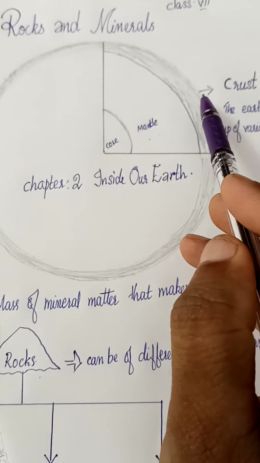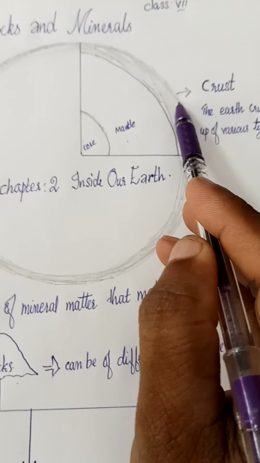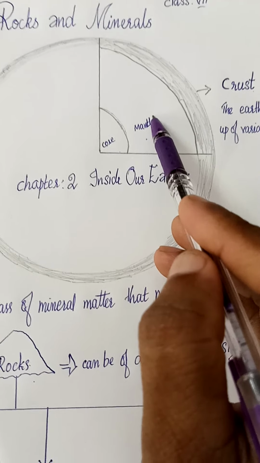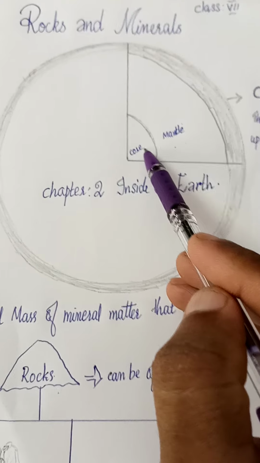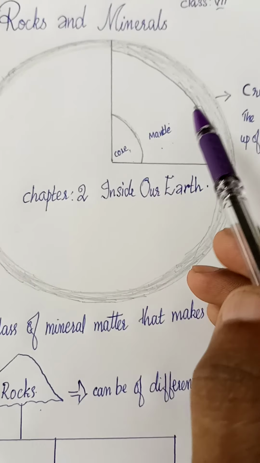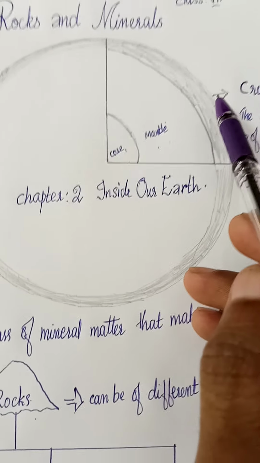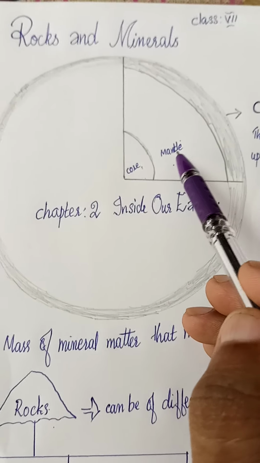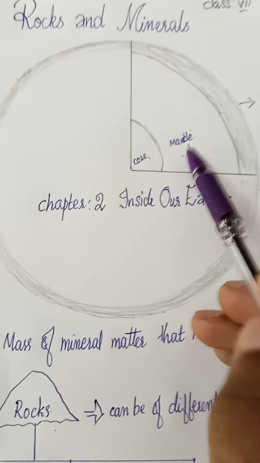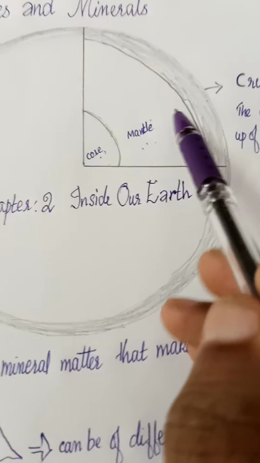The first layer is the crust, the top layer. The second layer is the mantle, just beneath the crust. The third, innermost layer is the core. These are the three layers of the earth.